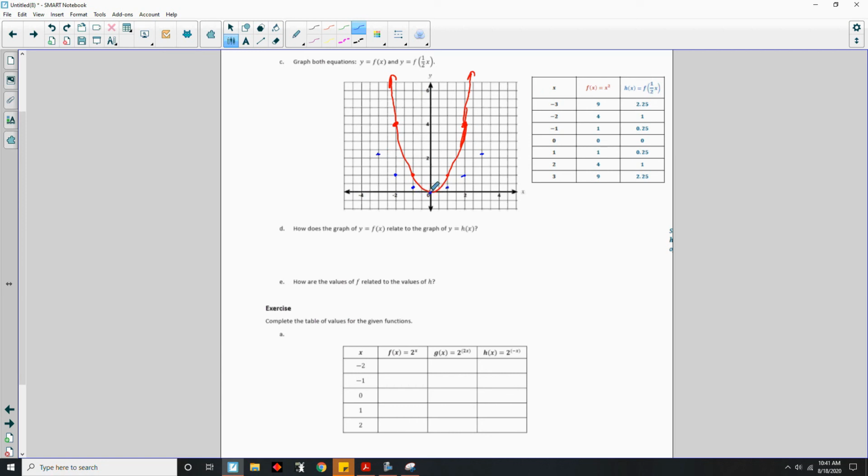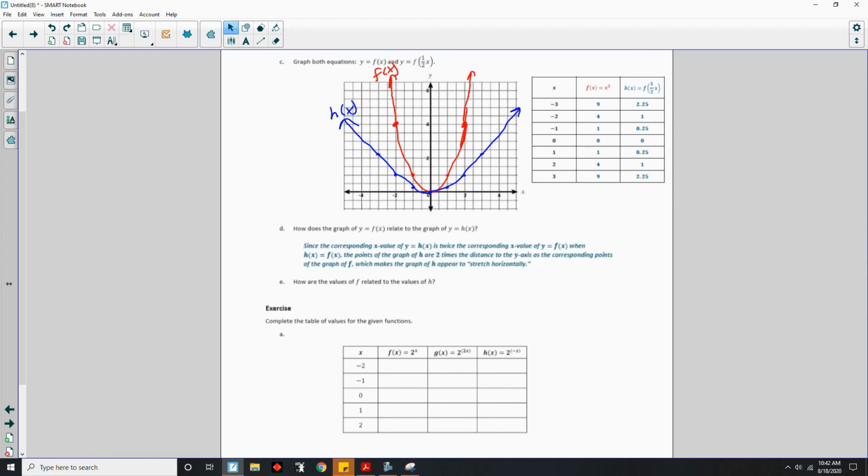So there we go. All right, so this is going to come up like so. And it's going to continue over like this, opening up slower. It's wider. And then this one is going to come up like this and continue like that. So there is the parabola here, and there's the original f of x, and this is h of x. How does the graph y equals f of x relate to the graph of y equals h of x? Okay, so how are they related?